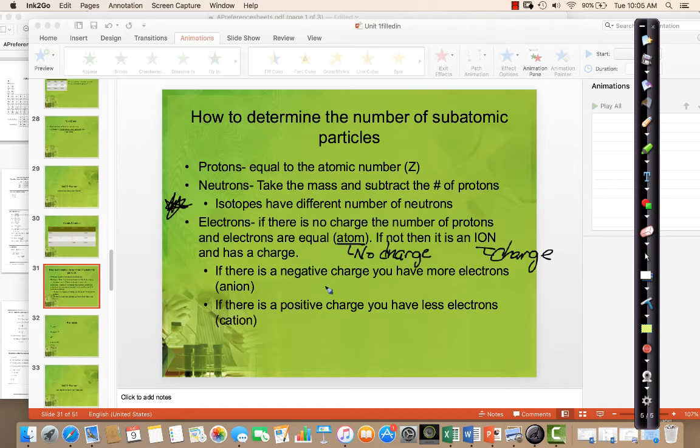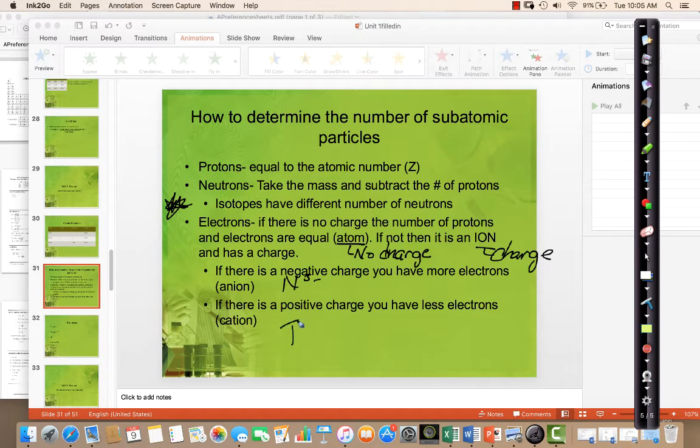So if there's a negative charge, that means you have more electrons, and it's called an anion. And if there's a positive charge, you have less electrons, and it's called a cation. So a negative ion could be something like this. So you'll see that it says like -3 on the top right corner. Okay, so it's a superscript, it's a small number that tells you that it has a negative charge, so that means it has more electrons. Well, if you want to know how many more, the charge is -3, so it has 3 more.